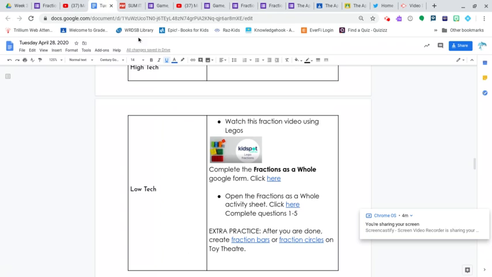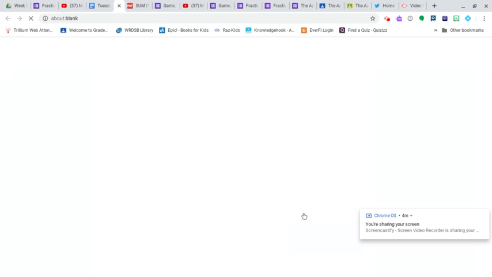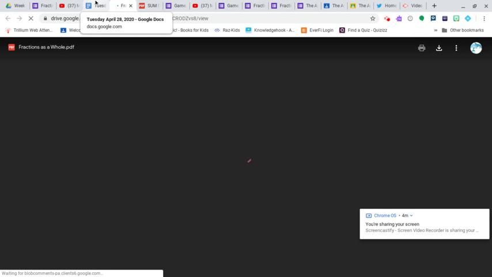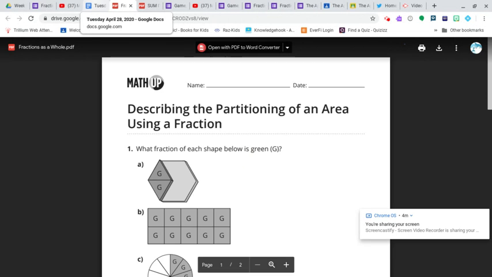I think that is it for today. If you want some extra practice, you can do fraction bars and fraction circles on Toy Theater. Again, if you're doing low tech stuff, there is a fractions as a whole activity sheet. You're going to do questions 1 to 5, and definitely just finish it and scan it to me or share it with me. Thank you very, very much.